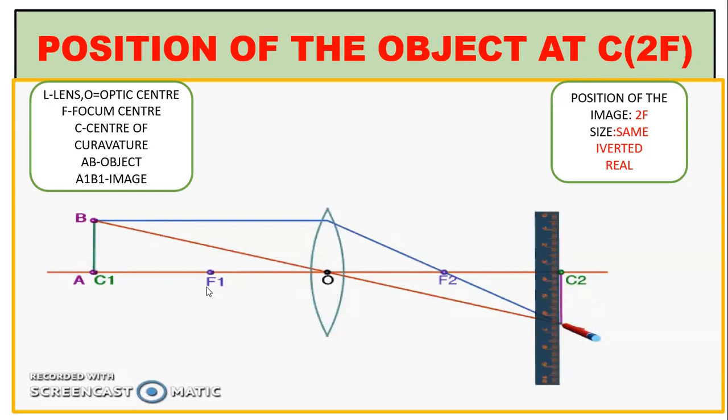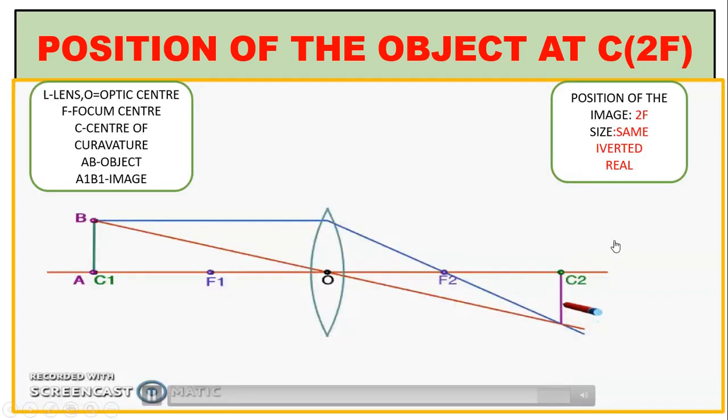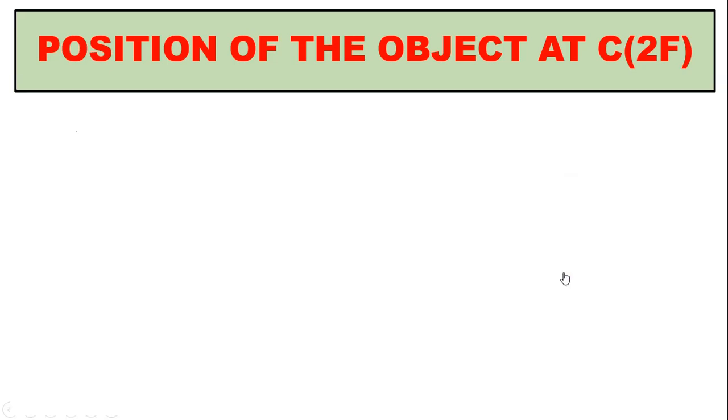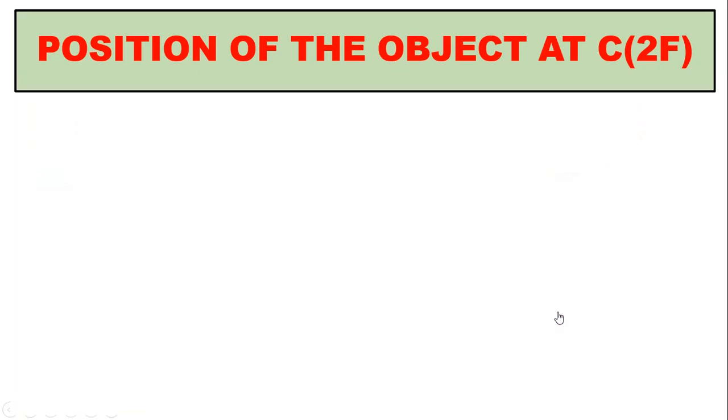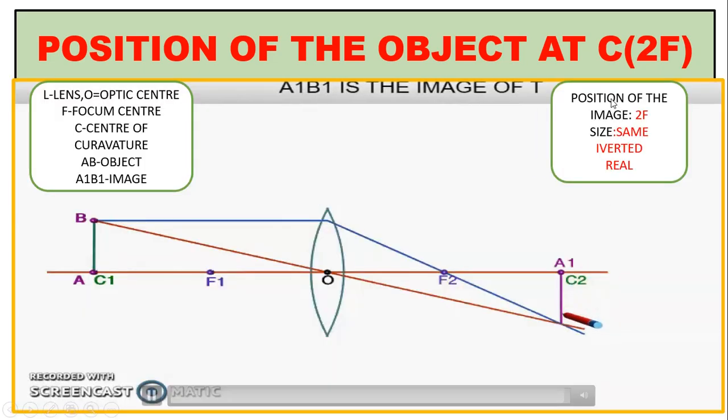Now the image is formed. If the object is at C, the image is formed at C itself. The size is same, and inverted and real. So when the object is at C or at 2F, then the size is same, inverted and real. So I am clarifying once.